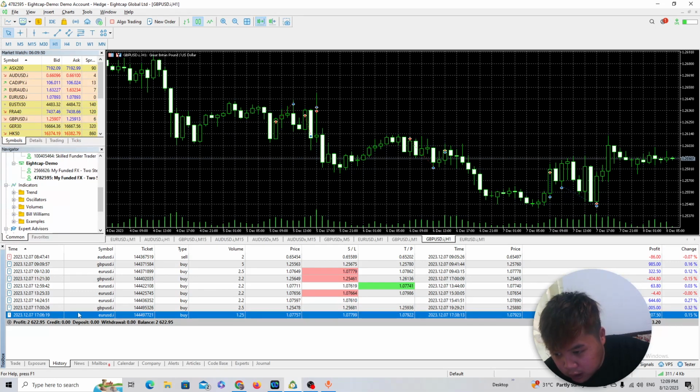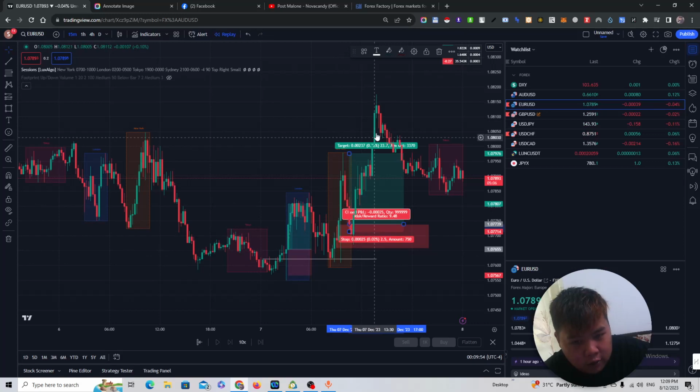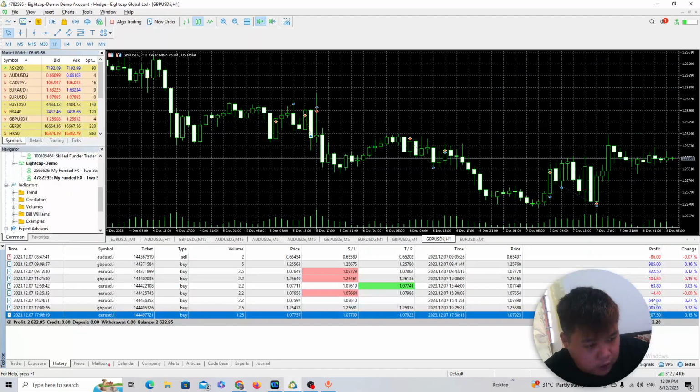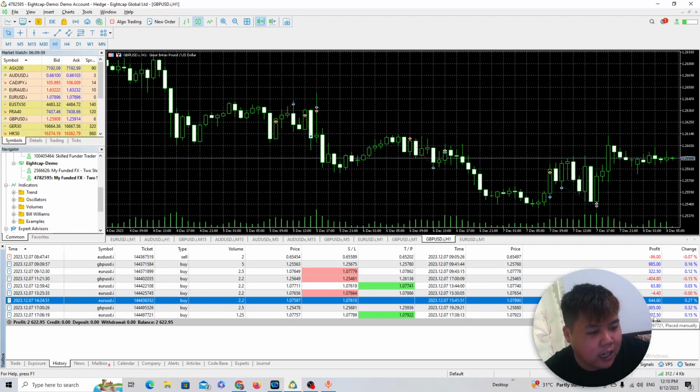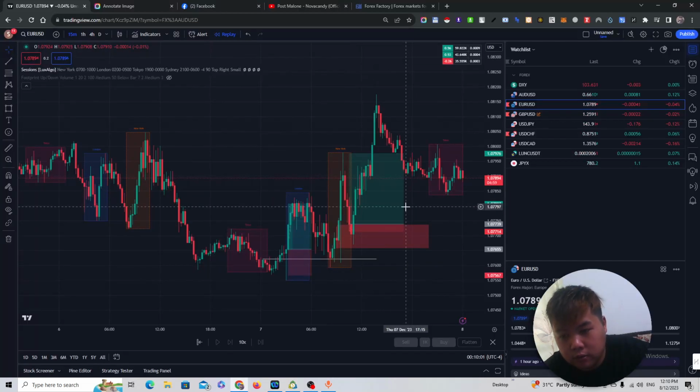Then there's another one on the EU that's doing the same scaling on this particular movement. I got profit around 1.5 R in the EU, right?